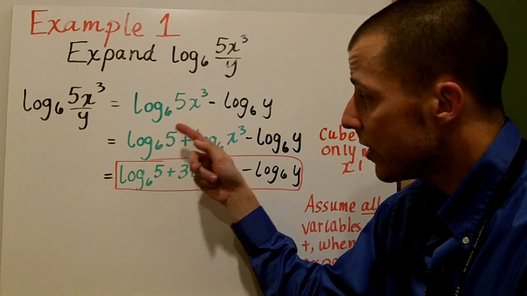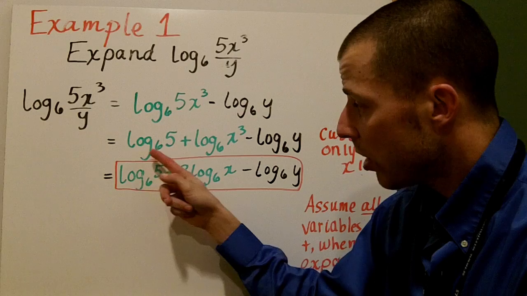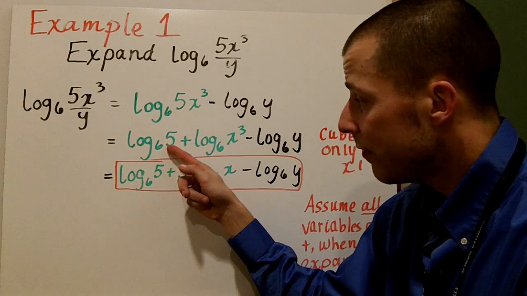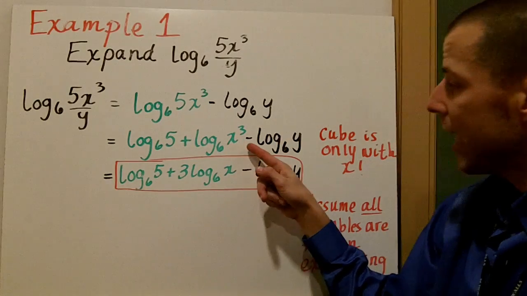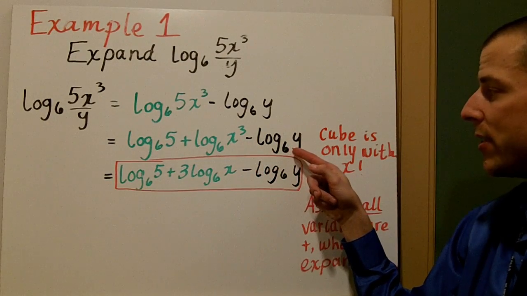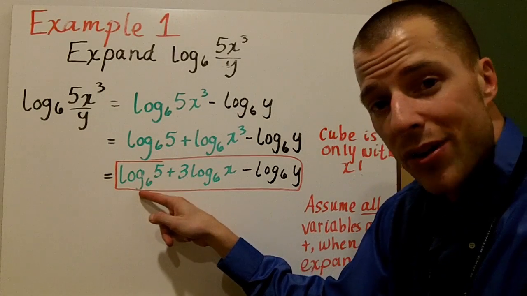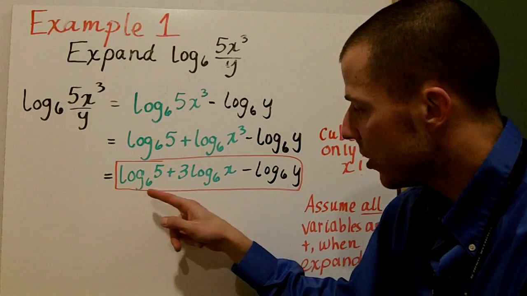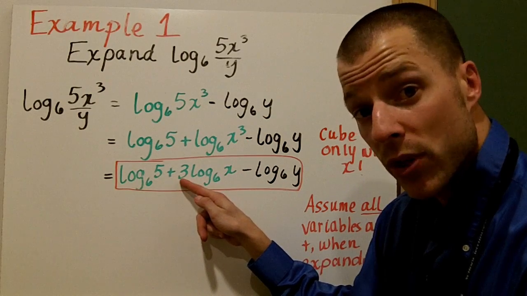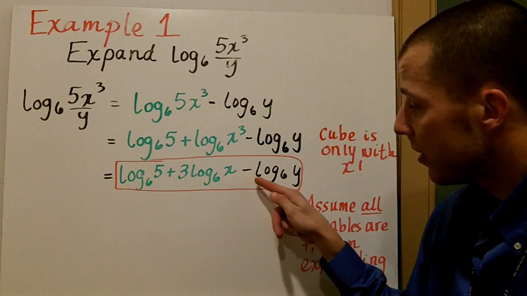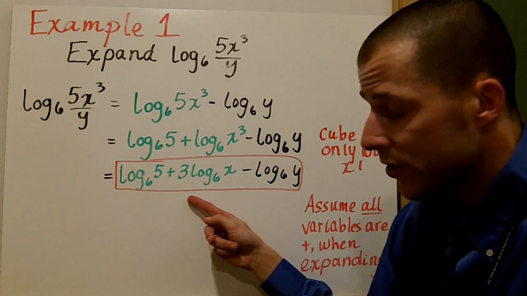So what I do is I break up the multiplication using the product rule, log base 6 of 5 plus log base 6 of x cubed, and I leave the log base 6 of y. Now, this logarithm is already simplified. There's nothing else I can do. Using the power rule, I can bring that 3 out front, which I do, and I go ahead and leave that log base 6 of y. So here's your final answer.